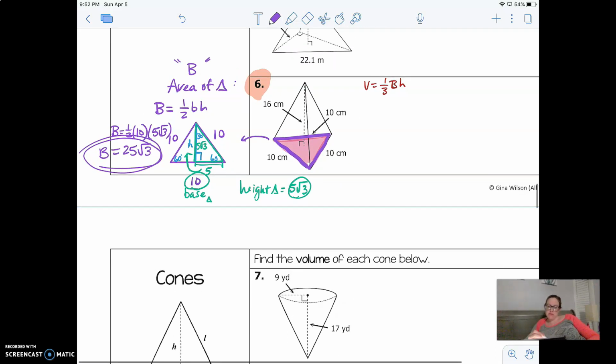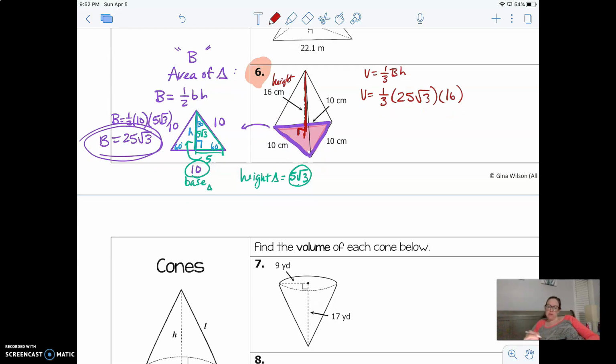So then I go back to my formula for volume and I plug it in. 1/3 of 25 square root of 3. And then height is the height of the pyramid. So that is 16, right? Because you can see how it's forming this perpendicular 90-degree angle right there. So therefore I know this has to be the height, this right here. It's your height of the pyramid.